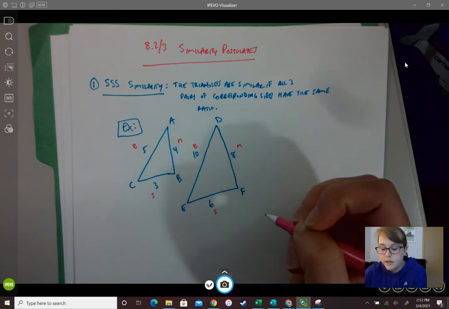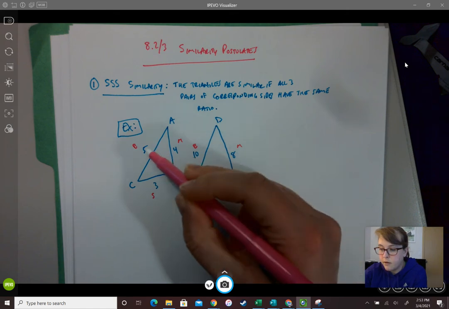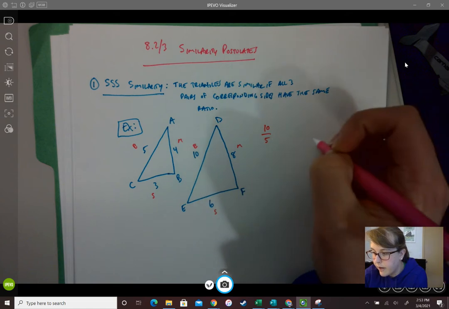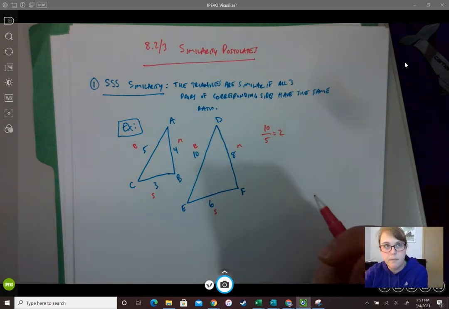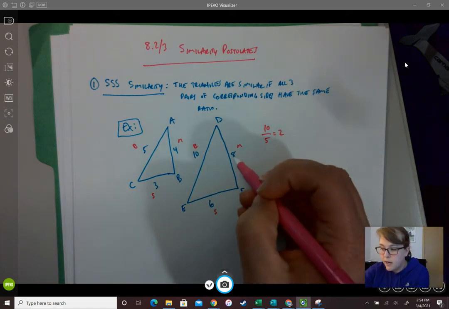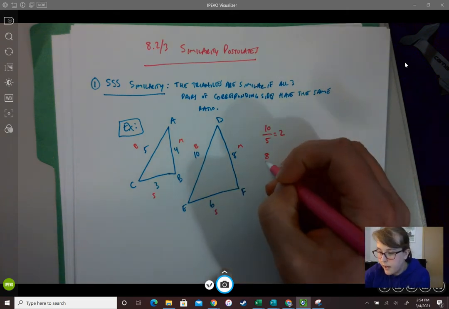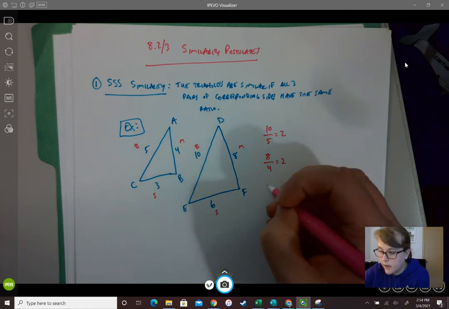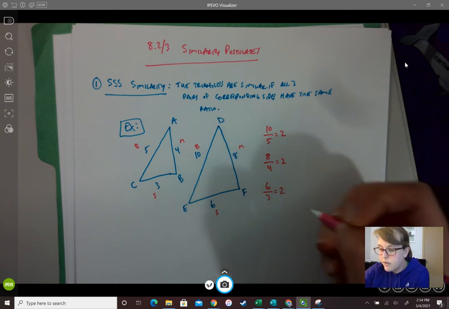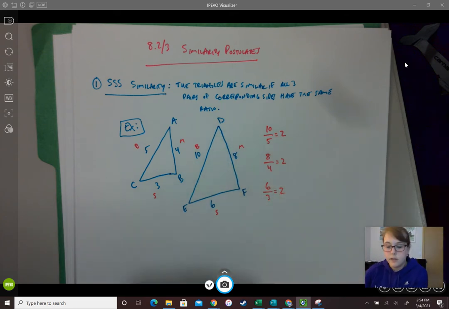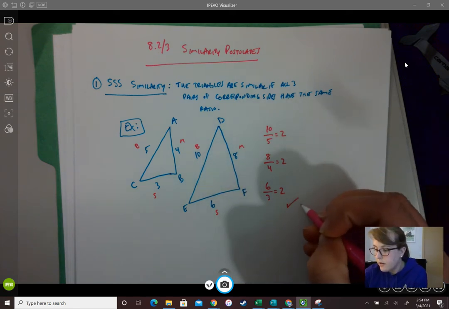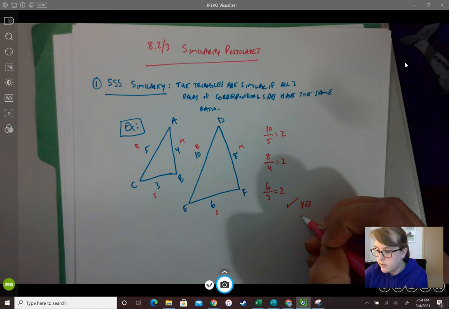Then what you want to do is take your big side from this triangle and divide it by your big side from this triangle. So we want to go 10 divided by 5, which gives me 2. Then I want to take my medium side divided by my medium side, 8 divided by 4, which is also 2. And then I want to take my small side divided by my small side, so 6 divided by 3, which also happens to be 2. So since all three of these ratios end up being the same, we can say yes, they are similar.